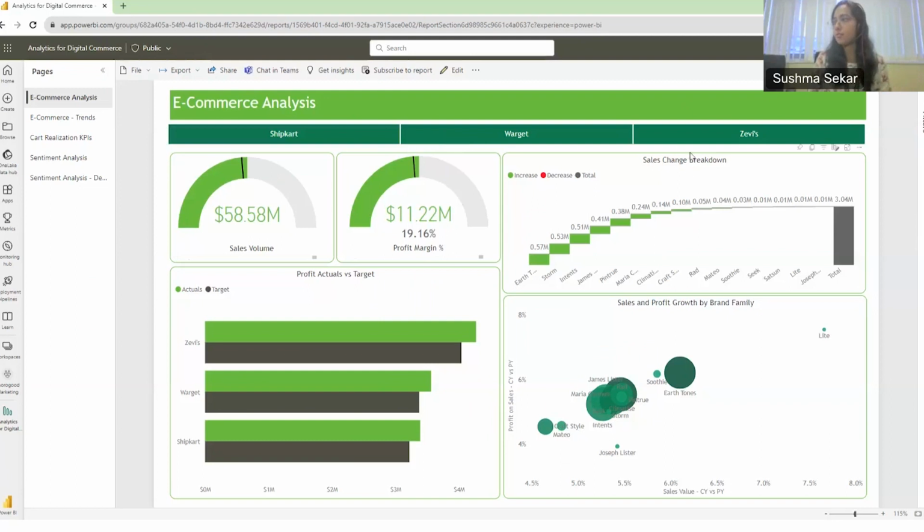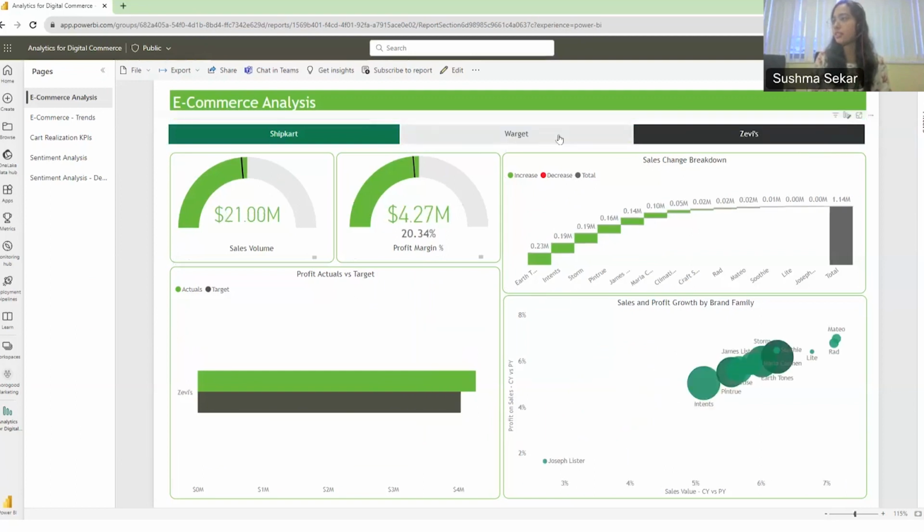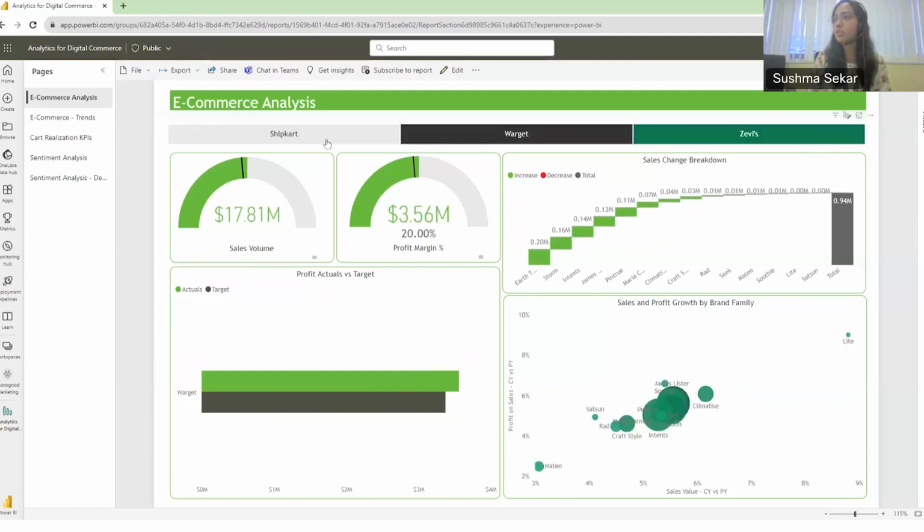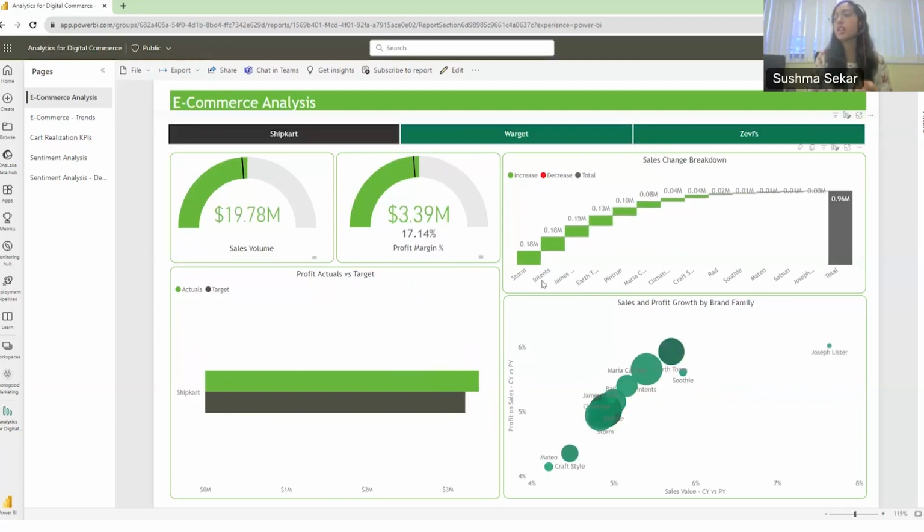So in this example, I see that Earth Tones is the top brand overall, and it's the case for two of my retailers as well. But if I click on Shipcart, I see that Earth Tones is not the top performing brand and Storm is. So it'd be useful to dig deeper to understand what's happening there.